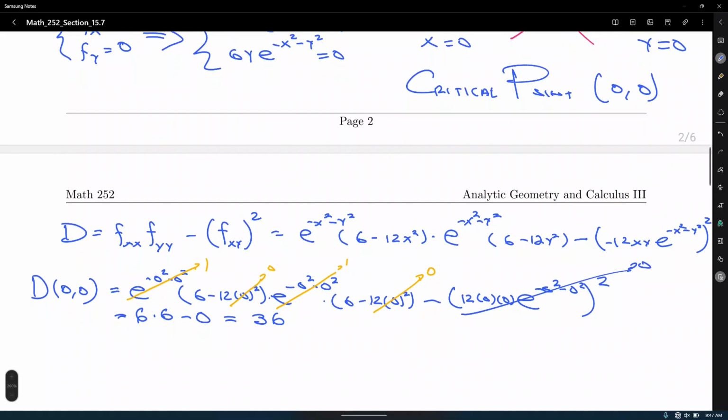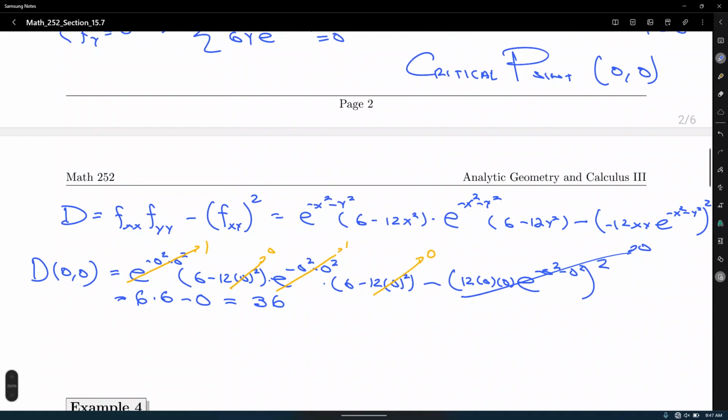which happens to be a positive number. 36 is positive, but now because it's either positive or negative, we need to evaluate the second derivative with respect to x, double with respect to x, to determine the concave up or down, which is going to tell us max or min. So I need to evaluate f double x at the critical point. That is e to the negative 0 squared minus 0 squared times 6 minus 12 times 0 squared only. That equals, is that 6, right?